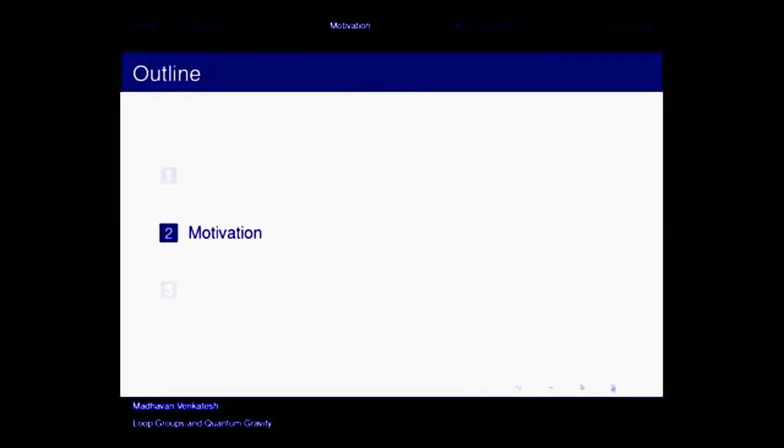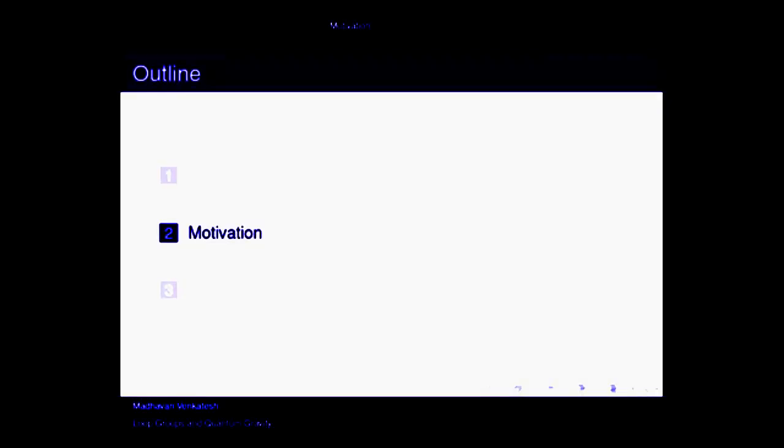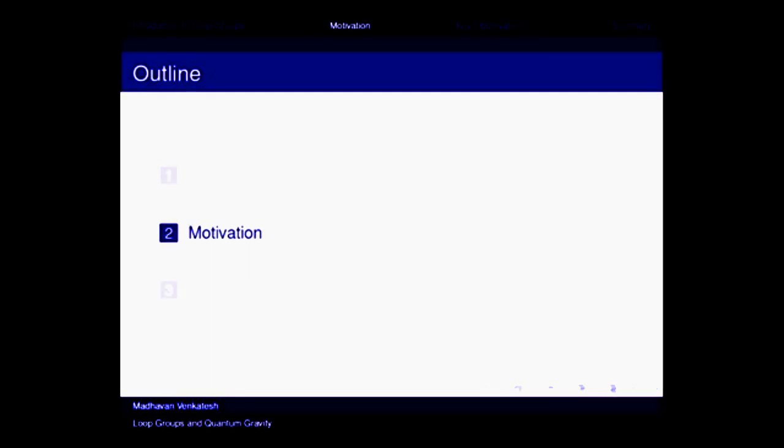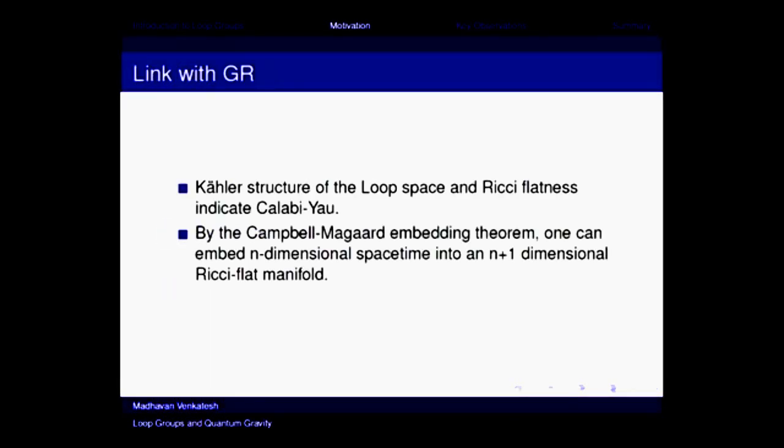So now we get to an important part of the talk. That is, we motivate why loop groups are being used, what they have to do with quantum gravity. First, we examine the link with general relativity. As you know, loop groups have a manifest Kähler structure, and so does the loop space. So if you impose a Ricci flatness condition on it, it incurs Calabi-Yau properties.